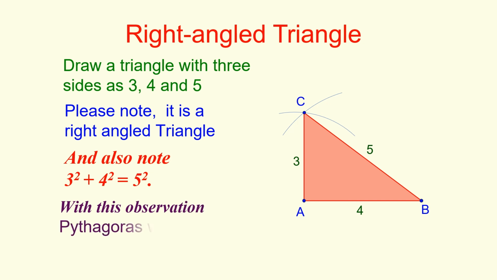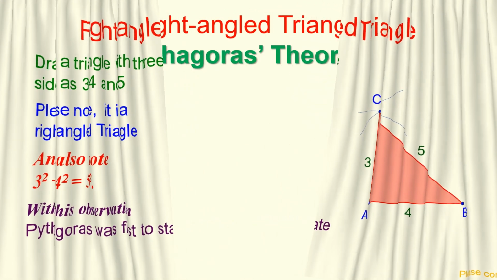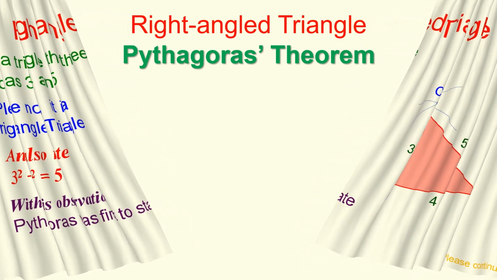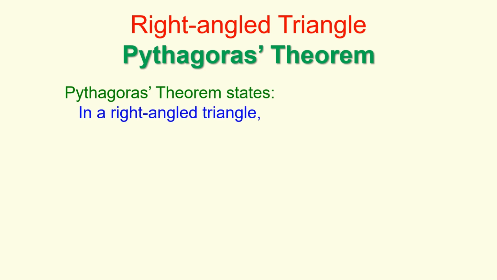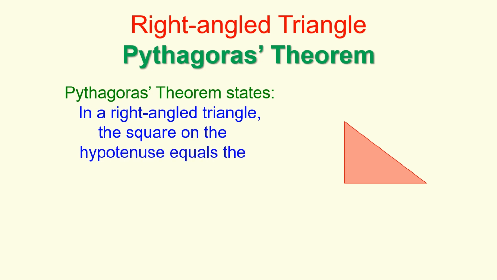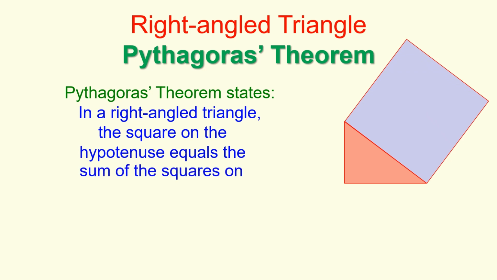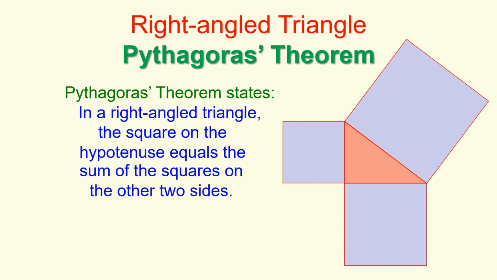With this observation, Pythagoras was first to state the Pythagoras theorem. The Pythagoras theorem states, in a right-angled triangle, the square on the hypotenuse equals the sum of the squares on the other 2 sides. That is, a square plus b square equals c square.